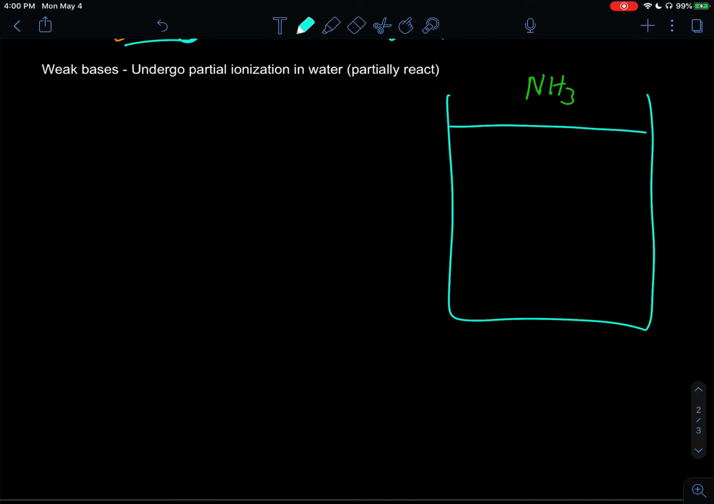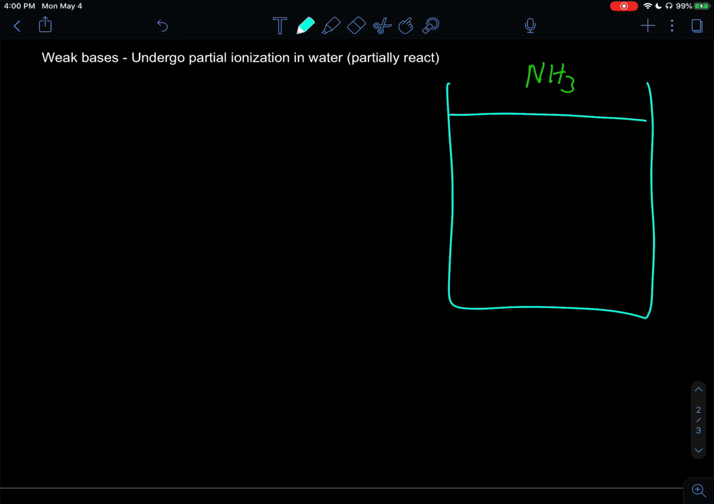Now let's go to our last possibility, which is a weak base. A weak base is something that undergoes partial ionization. So again, we're thinking about this ionization reaction, reacting with water to produce new ions, but they undergo a partial reaction. Let's look at our example here. We have NH3. It's going to react with water.